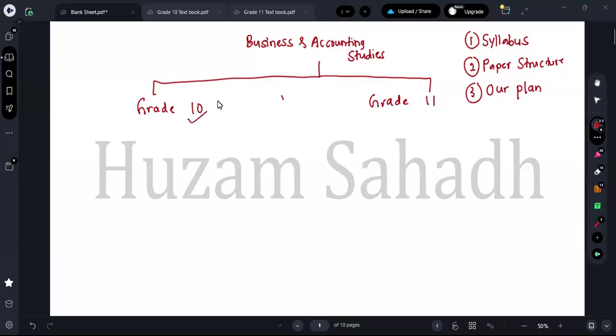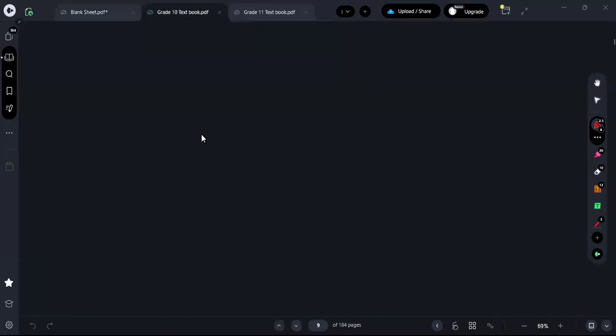From today onwards, you will be studying grade 10, and next year or soon, you will be studying grade 11. The combination of grade 10 and grade 11 will be tested in your final paper. So to start off, guys, with grade 10, let me take you all through the subject content, so you will have an idea what we are actually going to study.